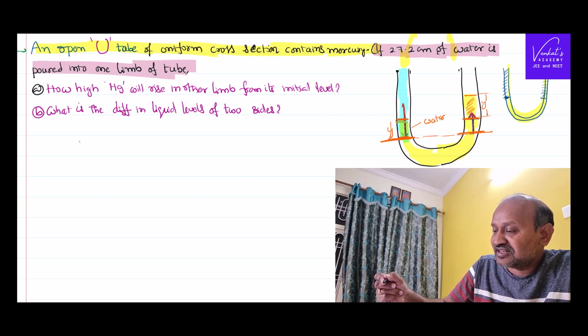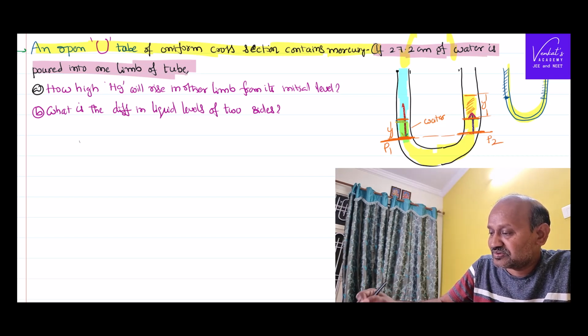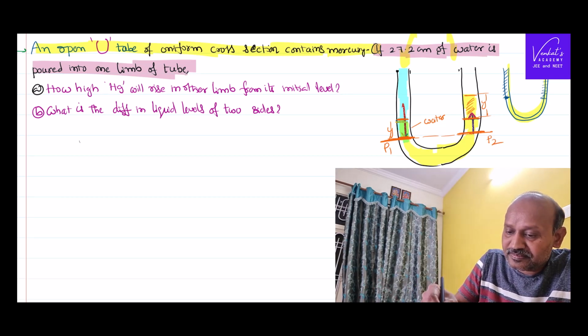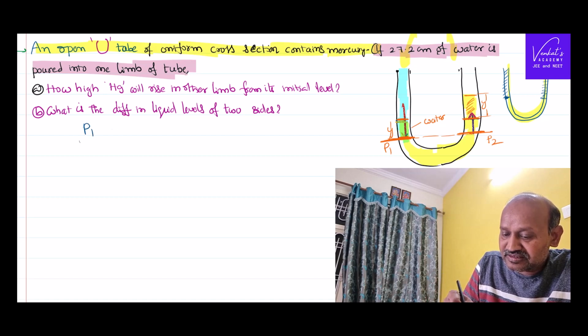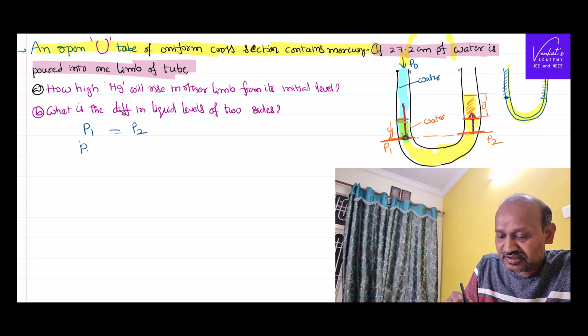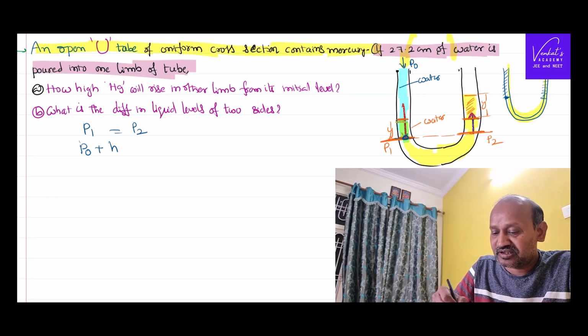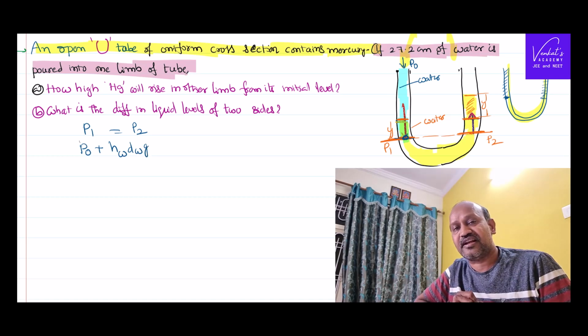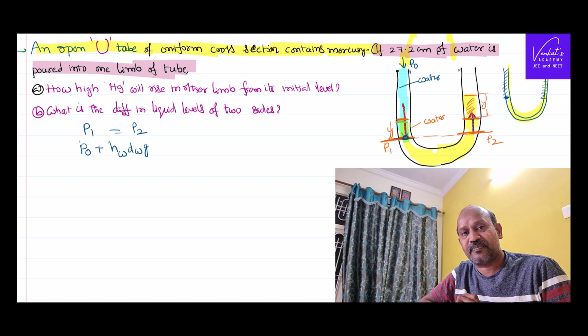As the levels are the same, the pressures are the same. So if you call this P1 and this P2, you can say P1 is equal to P2. What is the pressure at this point? This is due to the atmosphere P0 and due to this water. So P1 is P0 plus the pressure due to this water. How much is that? Height of the water, density of the water and gravity. So that's the formula for the pressure, h d g.